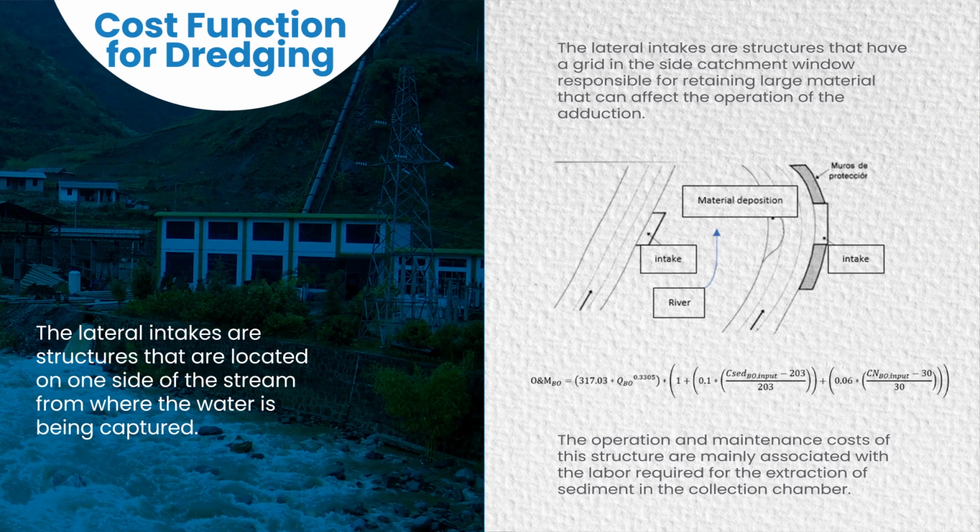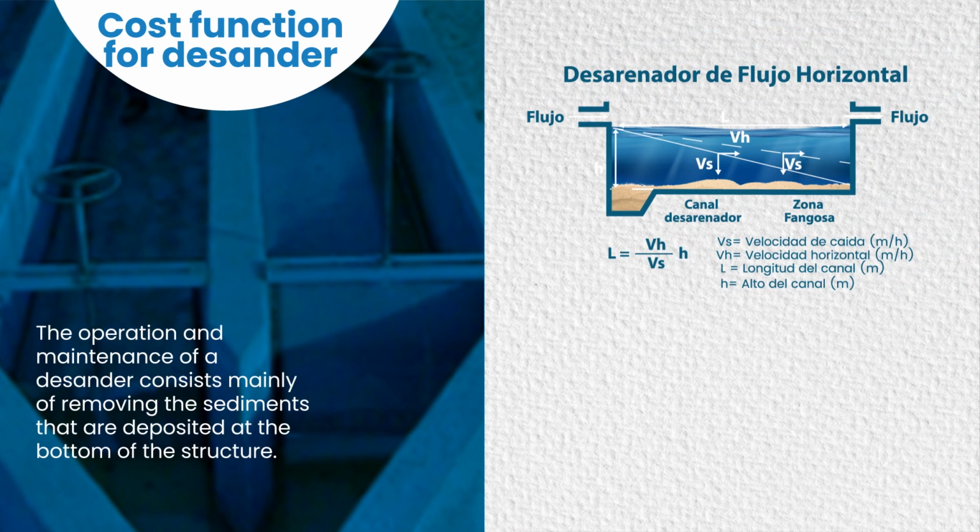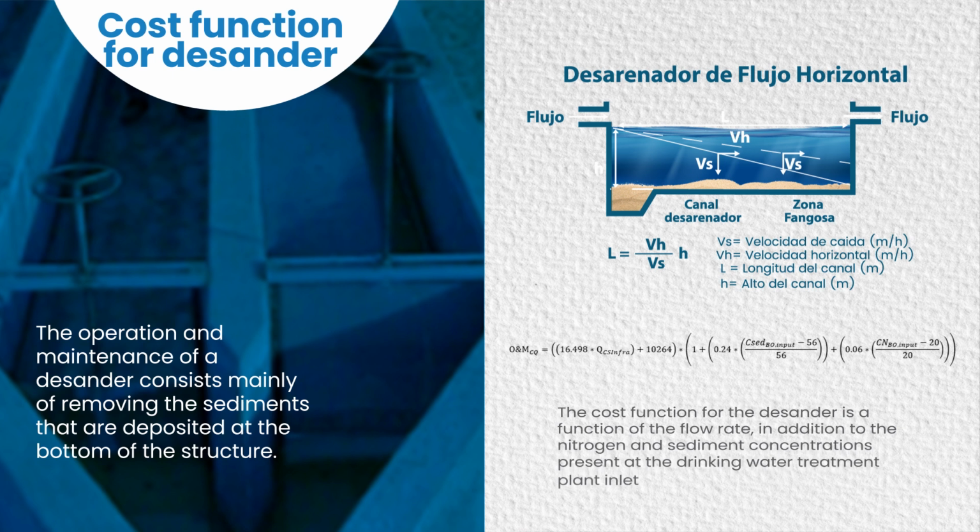The desanders are located close to the water collection point so that, by reducing the velocity of the water, the large particles fall under their weight to the bottom of the sand trap to be removed. Removal of grit is critical to treatment, as these large particles can affect rapid mixing and flocculation processes, as well as damage internal pump components. The cost function for the desander is based on the flow of the plant, in addition to the concentrations of nitrogen and sediments present at its entrance.